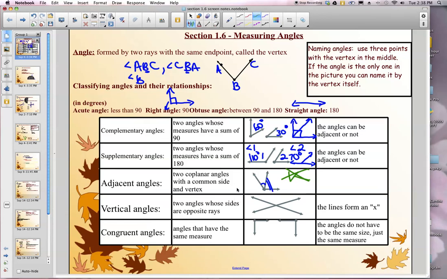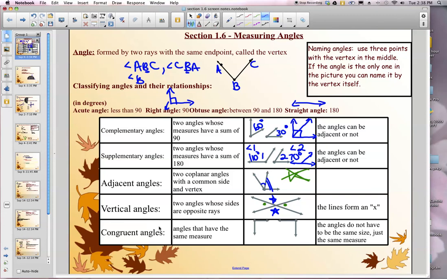Vertical angles. Vertical angles are angles that sit across from each other in an X formation. So anytime you see two lines that intersect, they form four angles. This one here is vertical with this one. Notice that they sit across from each other. And then this angle here and this angle here are vertical angles. They sit across from each other. So one pair of vertical angles, two pair of vertical angles. They sit directly across from each other. Vertical angles always form an X.